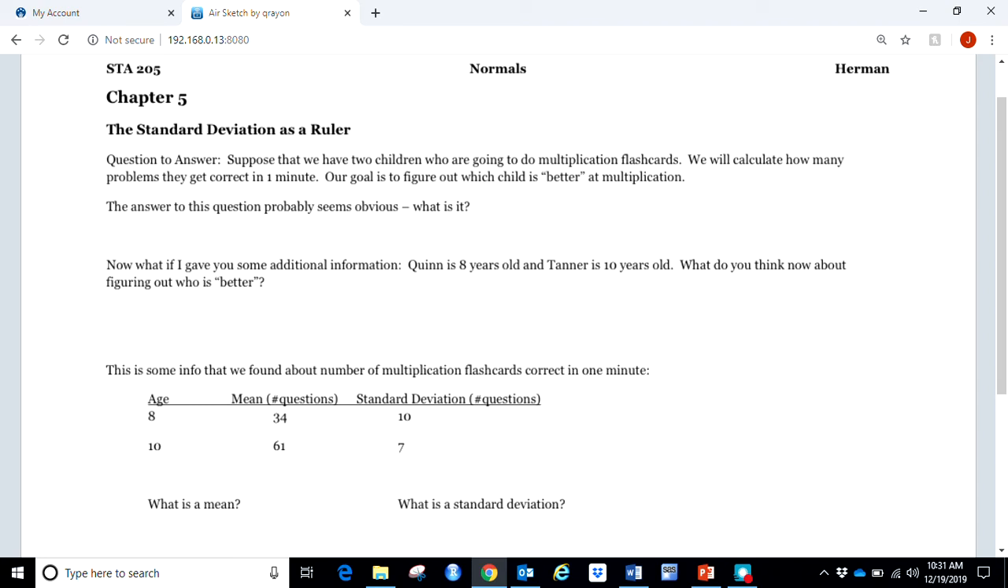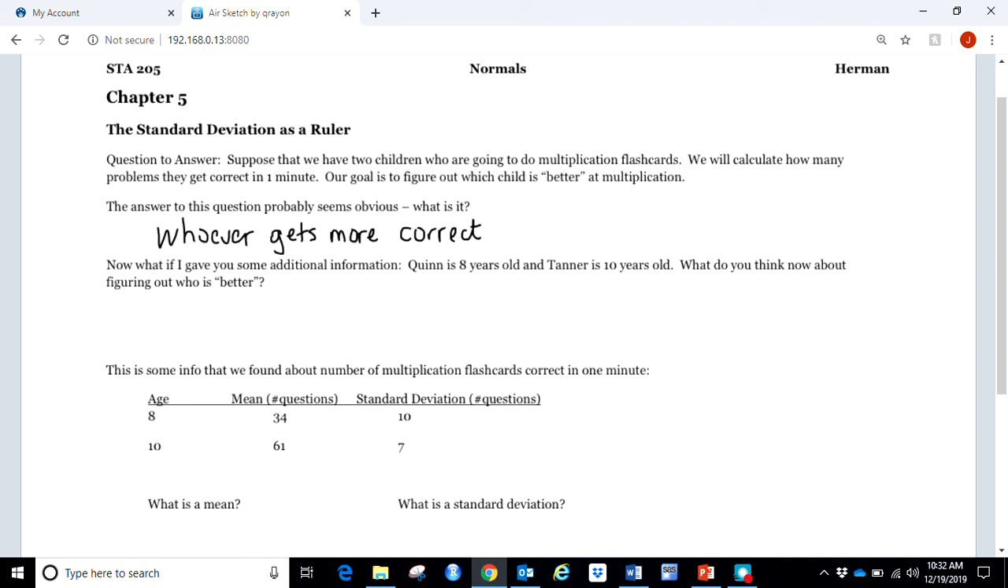Suppose we have two children who are going to do multiplication flashcards. We're going to calculate how many problems they got correct in 1 minute. Our goal is to figure out who is better at multiplication. Now the answer to this question will probably seem obvious, so what would that be? Well, we would probably think whoever got more questions correct is better. So if one student gets 20 right, one gets 30 right, the student that got 30 correct is going to be the person who is better.